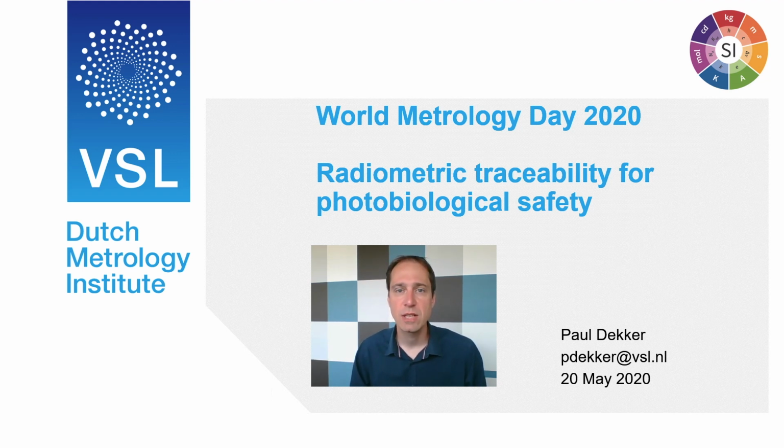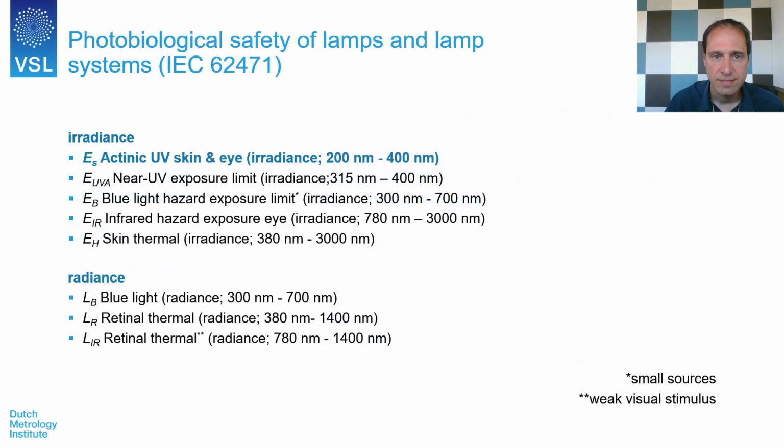Today I would like to talk about radiometric traceability for photobiological safety. Photobiological safety measurements of lamps and lamp systems are described in the measurement standard that you see referenced here. Within these standards, measurements roughly divide into two categories: irradiance and radiance measurements. Irradiance measurements associate to risks that are involving the skin or the surface of the human eye. Radiance measurements are associated to measurements that involve possible damage to the retina inside of the eye.